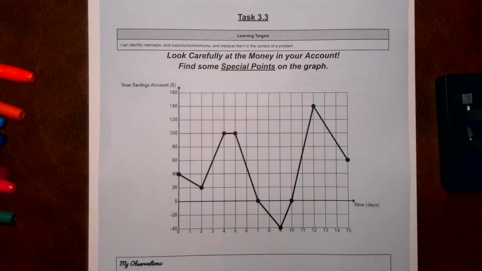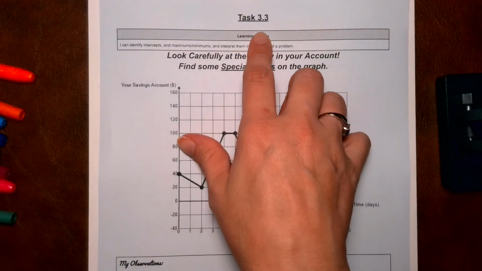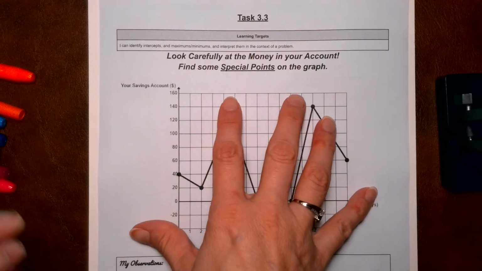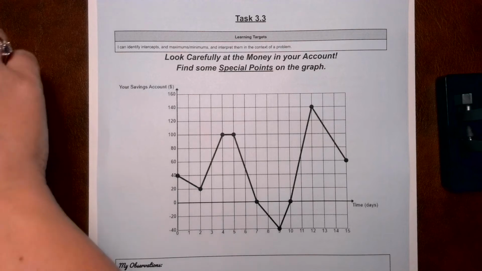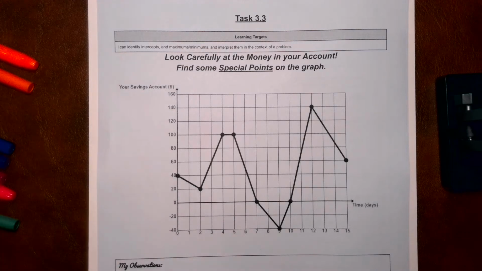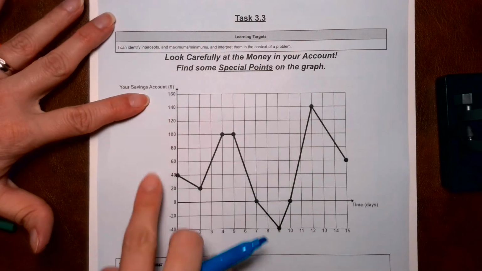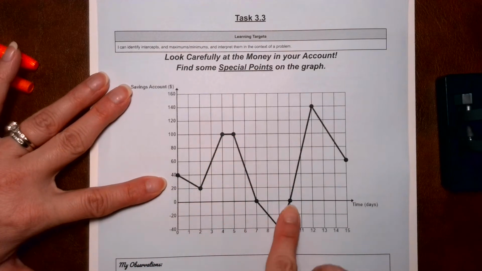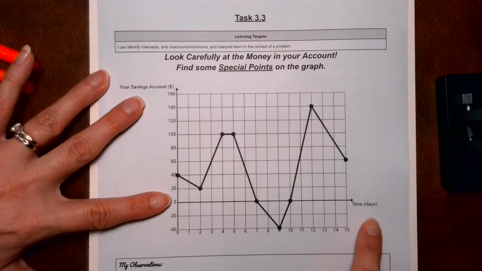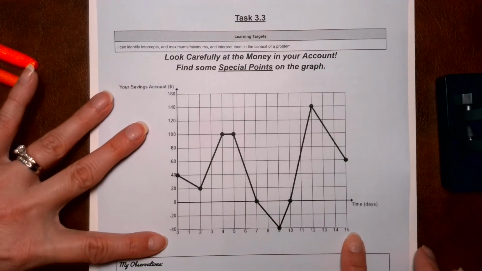Hey Math 1, let's take a look at task 3.3, which is looking for some special points on a graph. Take a look at this. There's a couple things I want you to notice. This is your savings account. Your money's going down and up and down and up, and these are days, over 15 days.